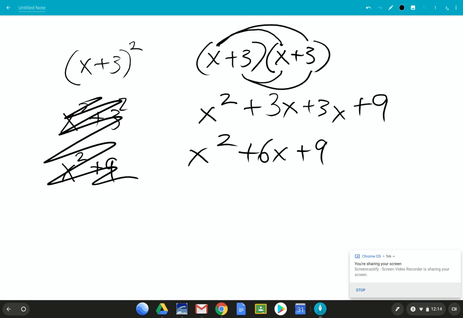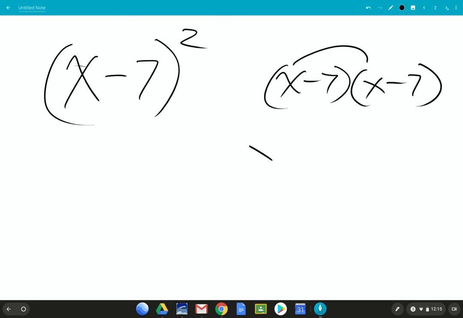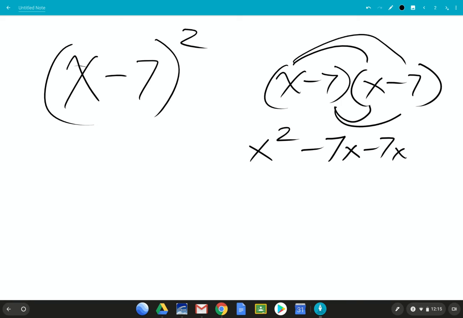Okay, let's do another example. X minus 7 squared. That literally means x minus 7 times itself. So we get x times x, and it makes an x squared. X times a negative 7, that's a negative 7x. Negative 7 times x is negative 7x. Negative 7 times negative 7, 49. Combining like terms in the middle, we get x squared minus 14x plus 49.